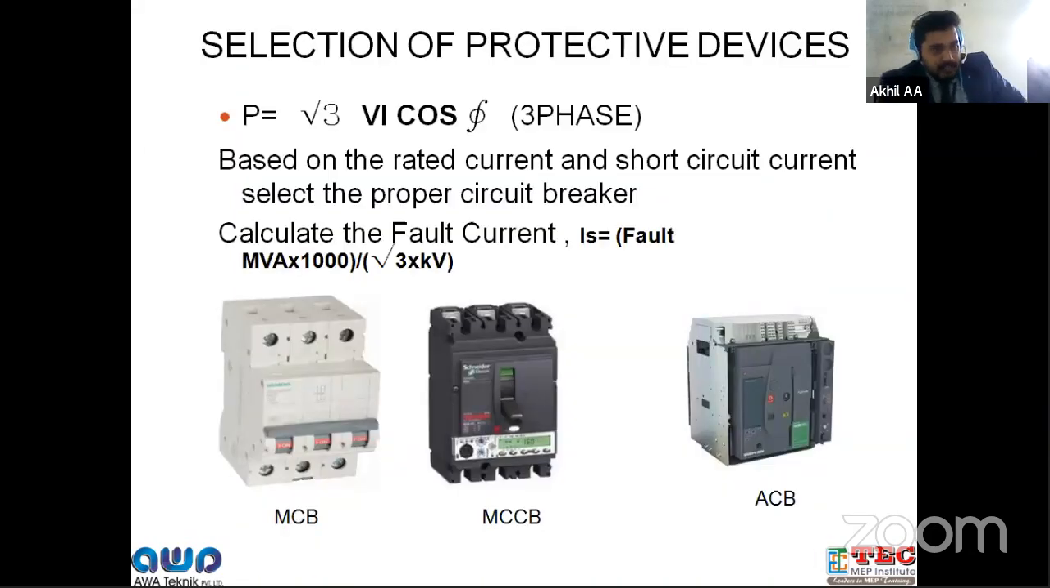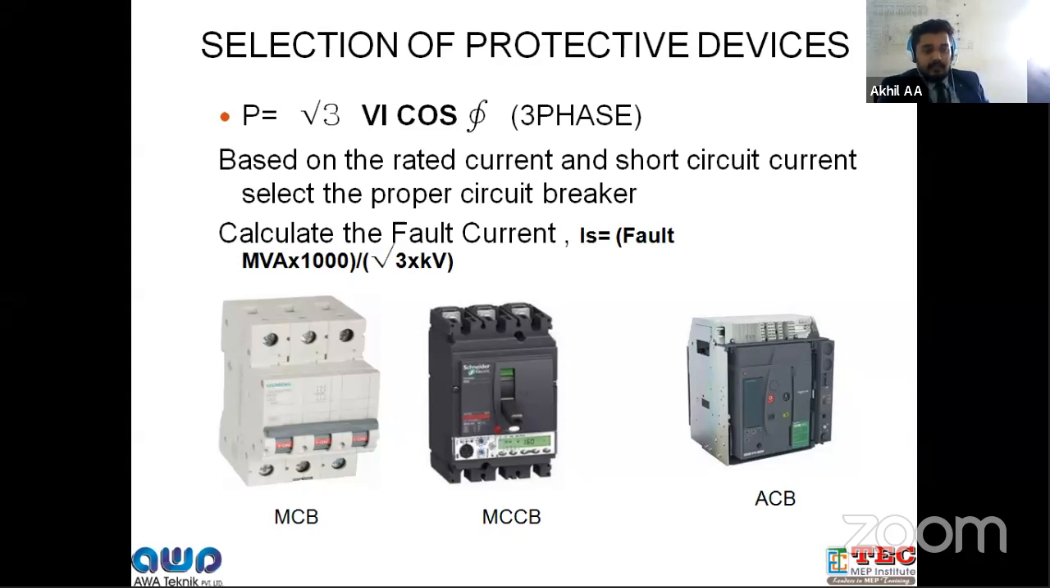Then the protective devices, again the same equation, P equal to root 3 V I cos phi if it is three phase. As you know, in single phase it is P equal to V I cos phi. Based on the rated current and short circuit current, you have to select the appropriate breaker, and also the fault current. While selecting circuit breakers, one rating is in ampere and another is in kiloampere, the fault current value. If you assume a fault level of 150 MVA or 250 MVA, according to the fault MVA you have to calculate the fault current. The fault current equation is fault MVA into 10 raised to 3 divided by root 3 into kV. If the supply side is 11 kV, you take it as root 3 into 11.